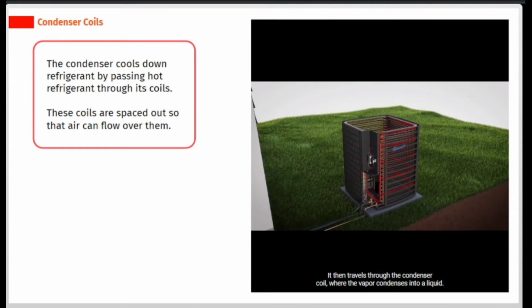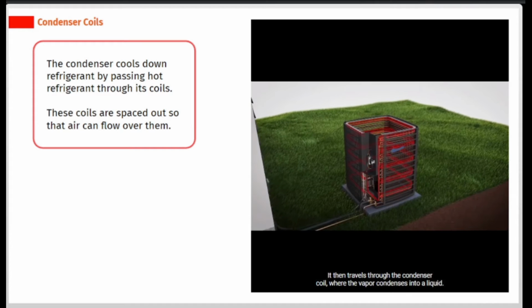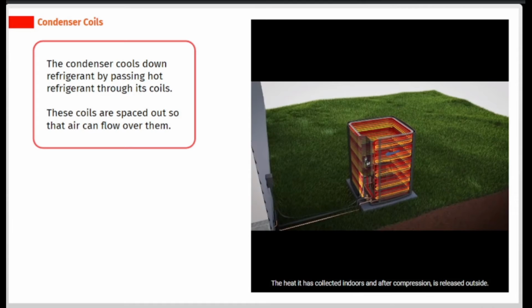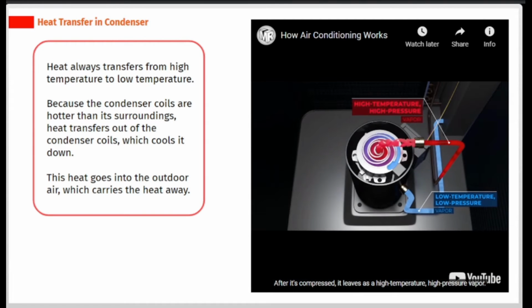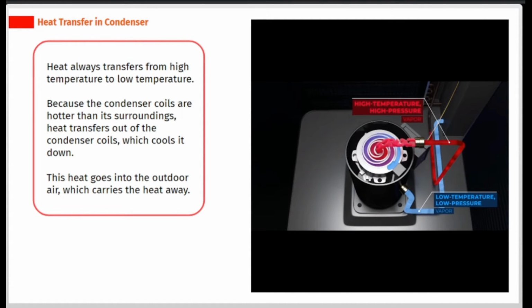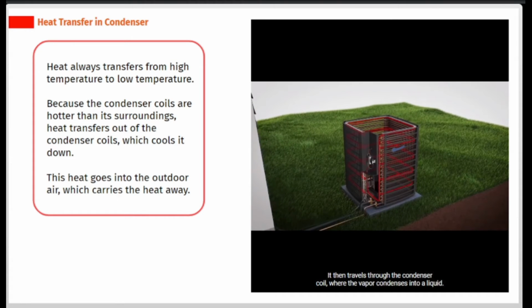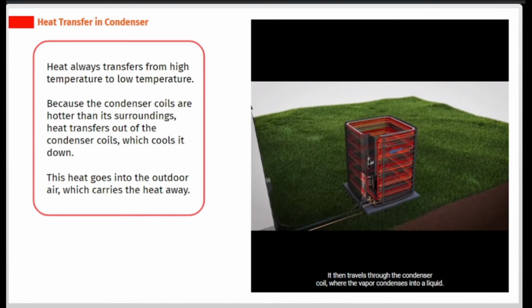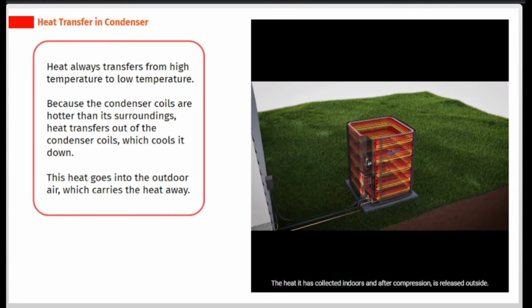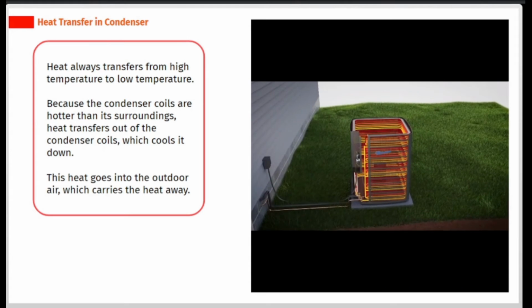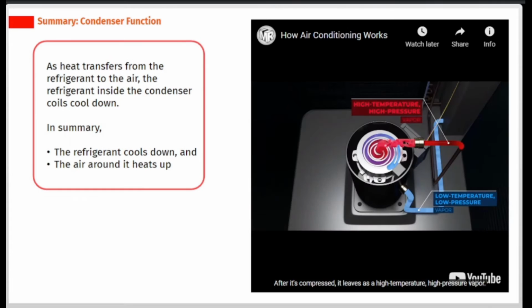The condenser cools down refrigerant by passing hot refrigerant through its coils. These coils are spaced out so that air can flow over them. Heat always transfers from high temperature to low temperature. Because the condenser coils are hotter than its surroundings, heat transfers out of the condenser coils, which cools it down. This heat goes into the outdoor air, which carries the heat away.